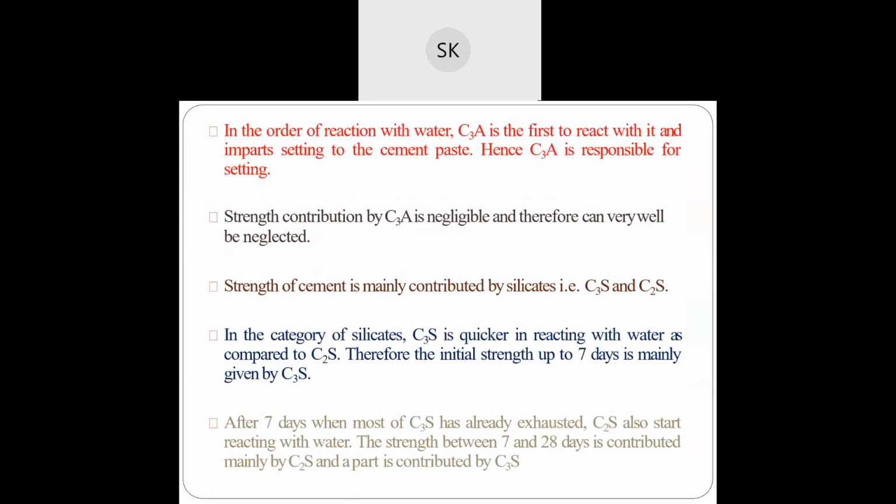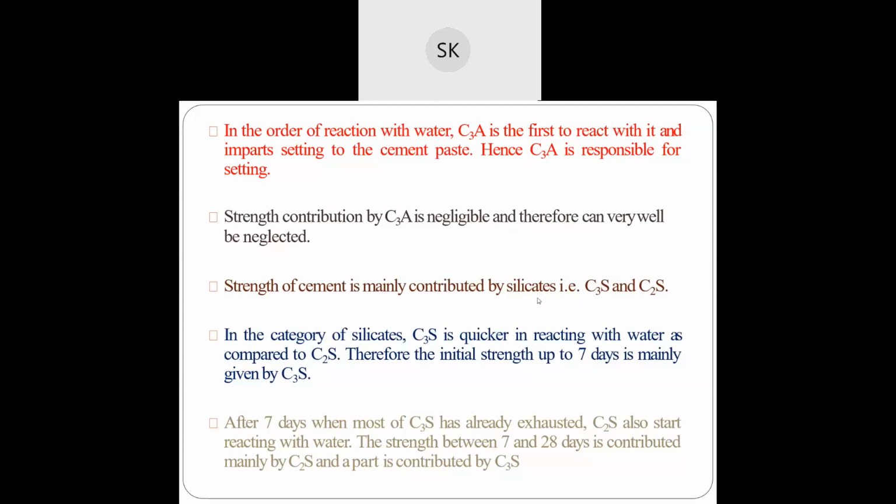Now, in the order of reaction with water, C3A is the first to react with it and impart setting to the cement paste. C3A is responsible for setting. Strength contribution by C3A is negligible and can very well be neglected. Strength of cement is mainly contributed by silicates, which are C3S and C2S. So remember, C3A is responsible for setting. For strength purposes, C3S and C2S are responsible.